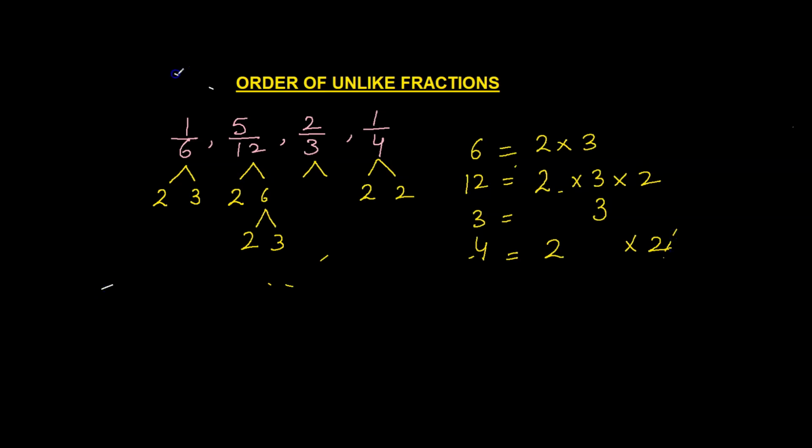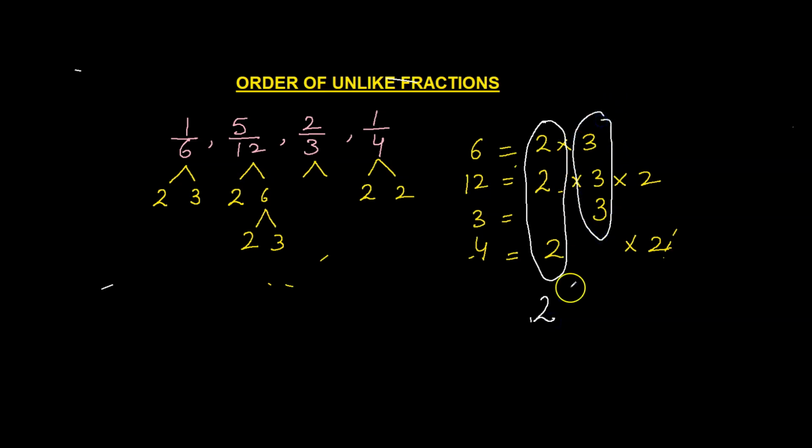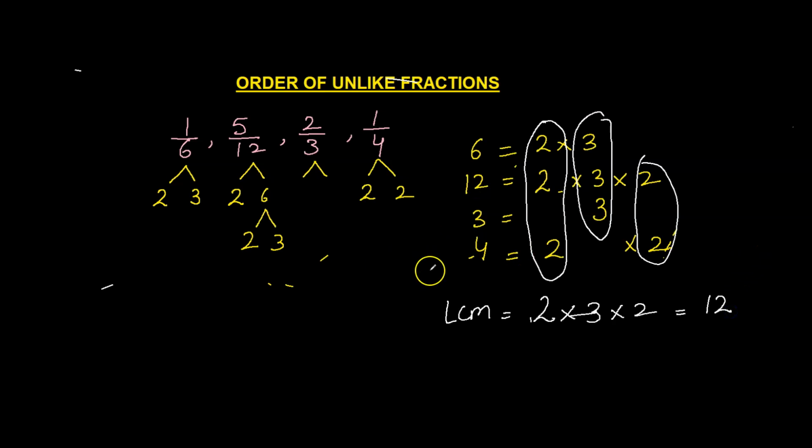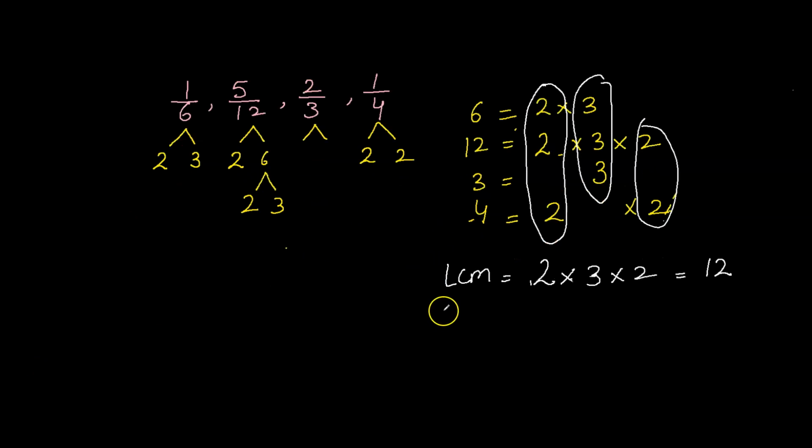Like that. Now we can simply group all the same prime factors. Here we have this 2, we have all these 3, and then this 2. So find the product of all these common prime factors. We'll get 12. That means our least common multiple, or the least common denominator, is 12. Now after finding the least common denominator, we have to make all the denominators of the given fractions 12.